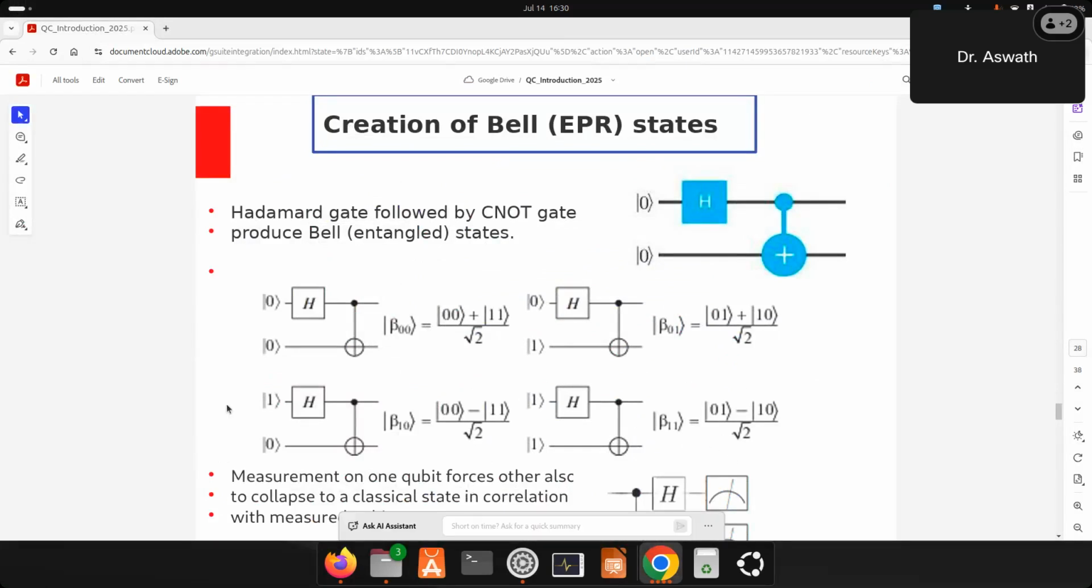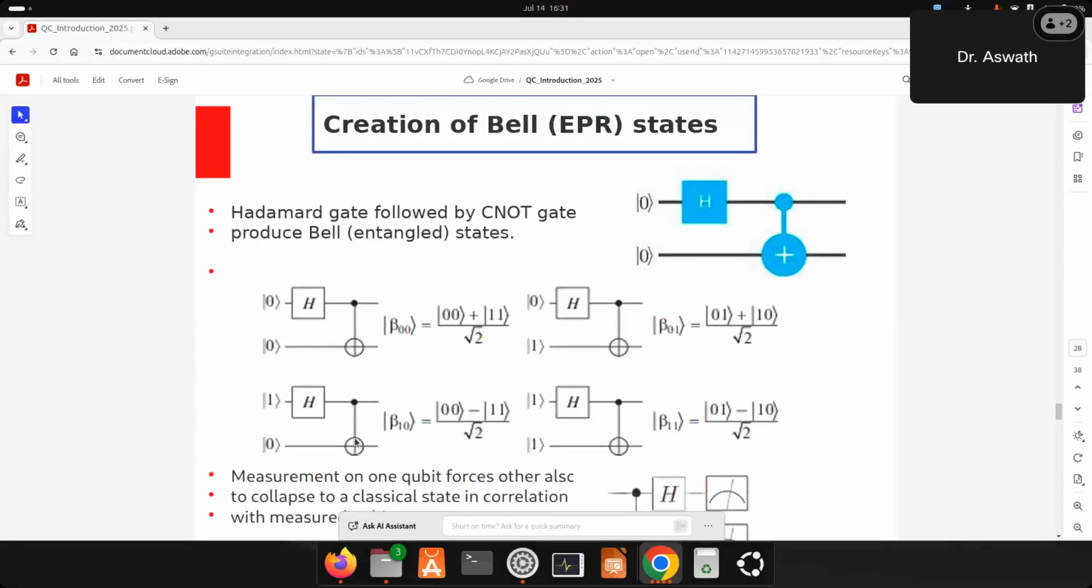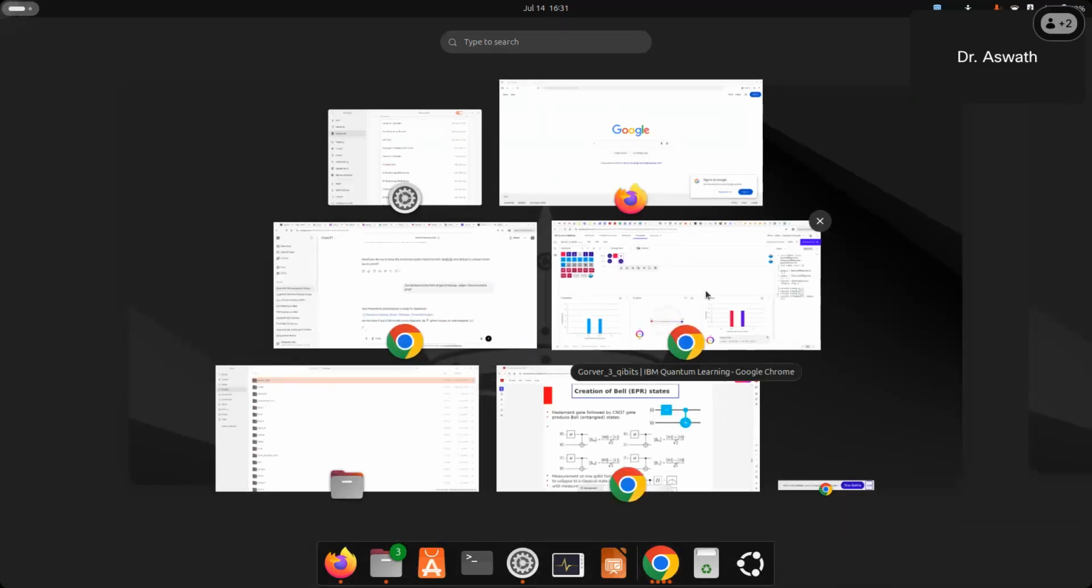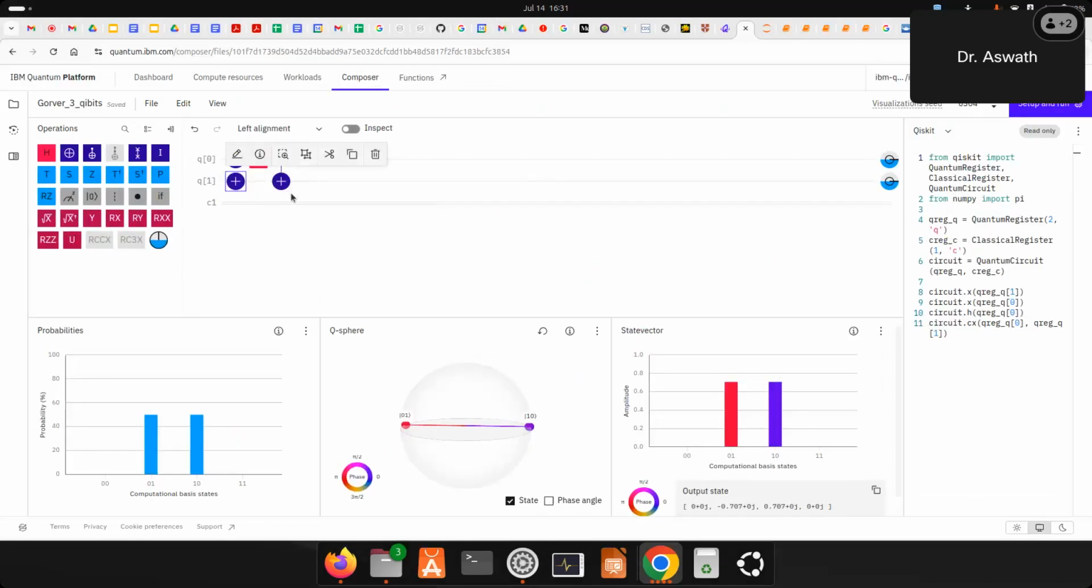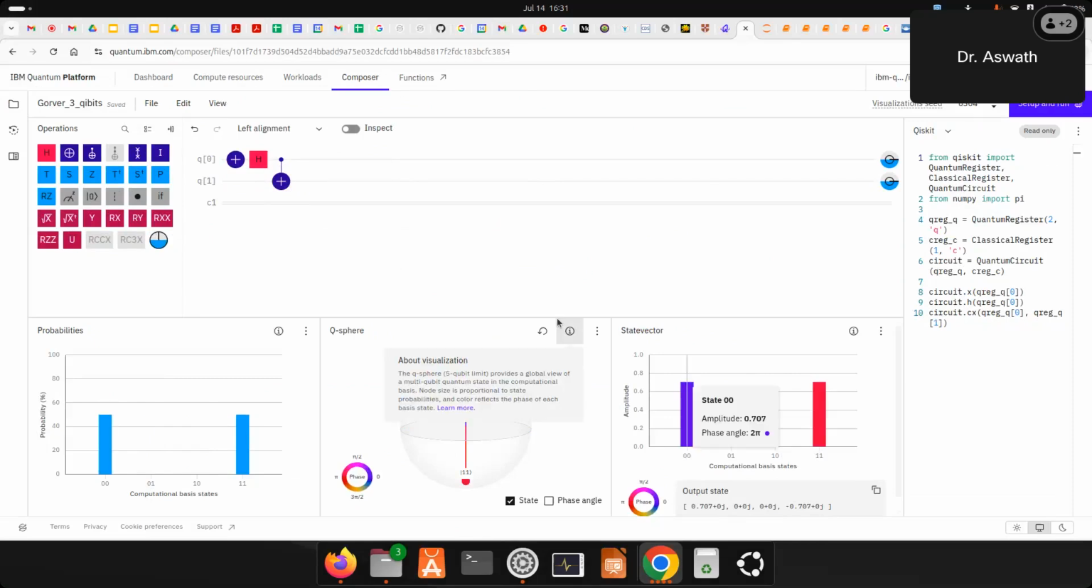So if I have 1, 0, that means I'll have 0, 0 minus 1, 1. So let's do that. Remove this. I'll have 0, 0 minus 1, 1. Now, as we know, let's do the measurement on atom A only. When I do measurement on atom A only, the other one should remain in the superposition state.